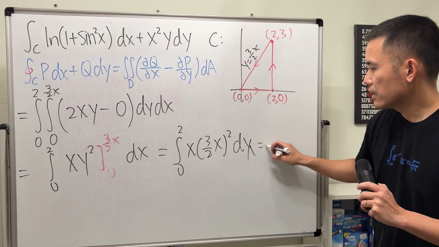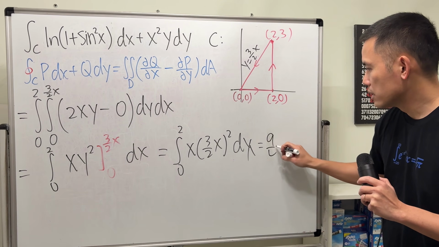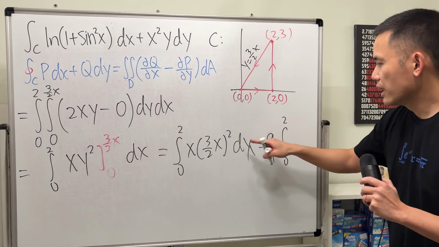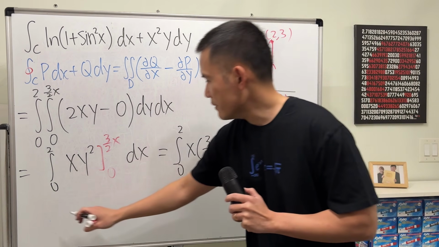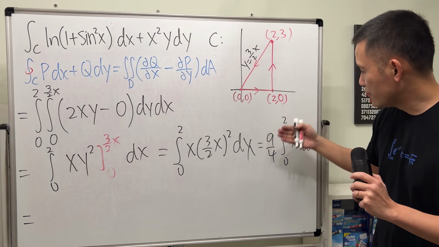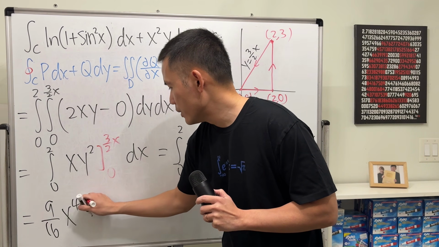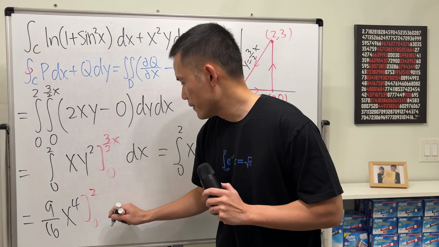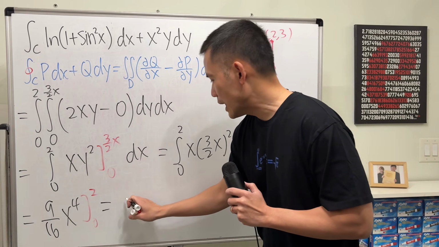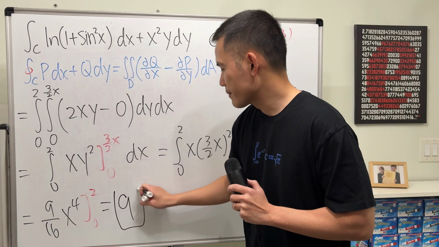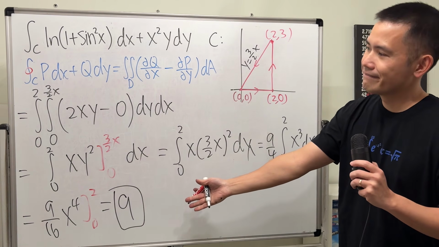So that is 9 over 4. It's a constant, so put that outside, and then 0 to 2, and then we have x squared and x cubed. Alright, so we will have, add 1, we get 4 divided by 4 is 16 on the bottom, and x to the 4th power, and we go from 0 to 2. Plug in 2 to the 4th power is 16, and they cancel, we have 9. Plug in 0, doesn't matter. So the final answer for this is just equal to 9. Green 0.